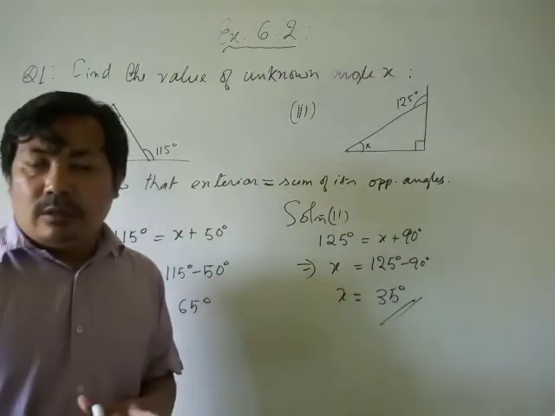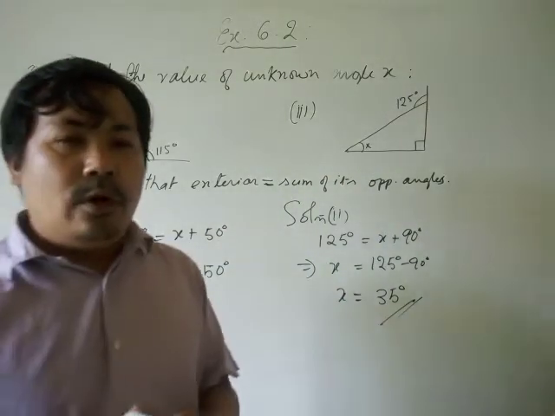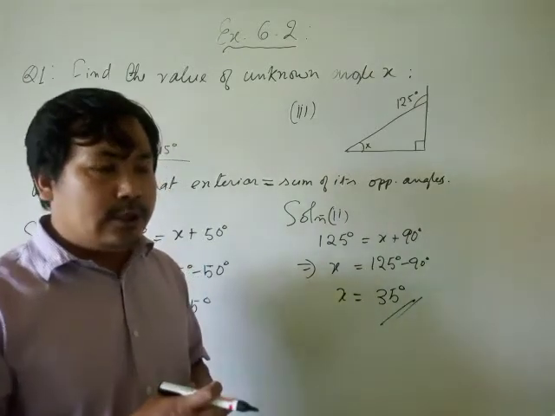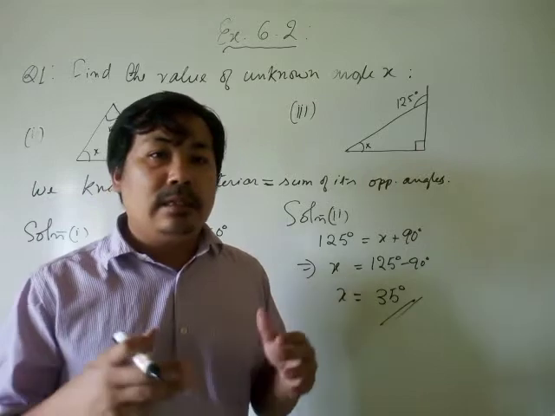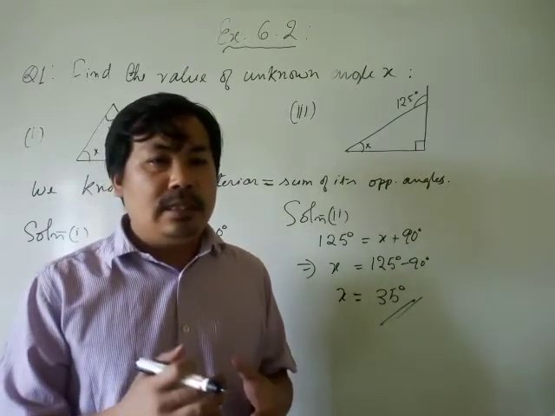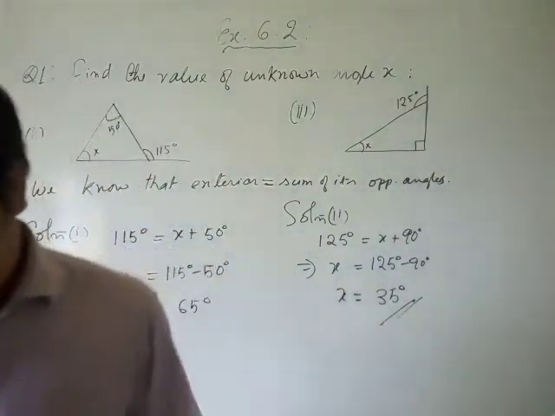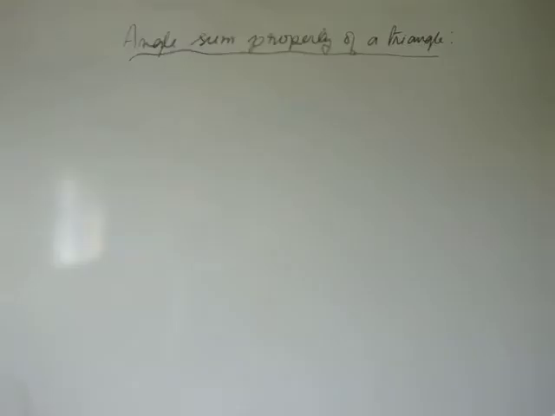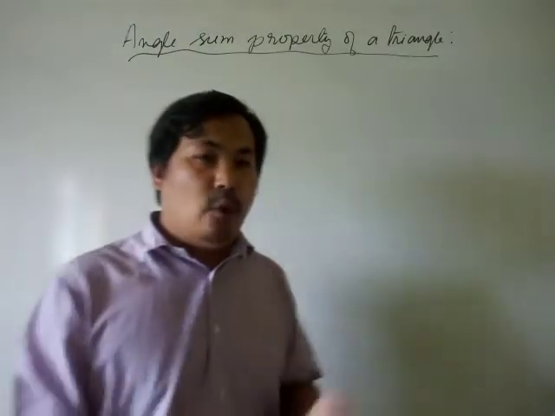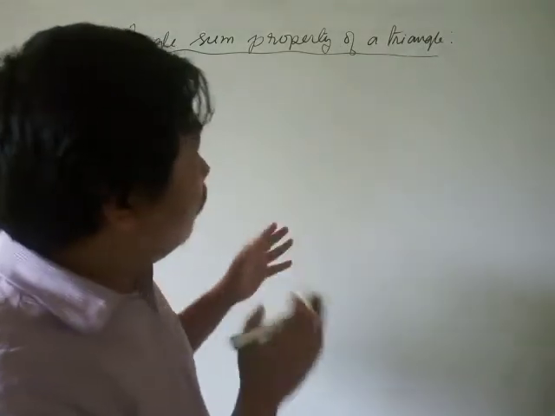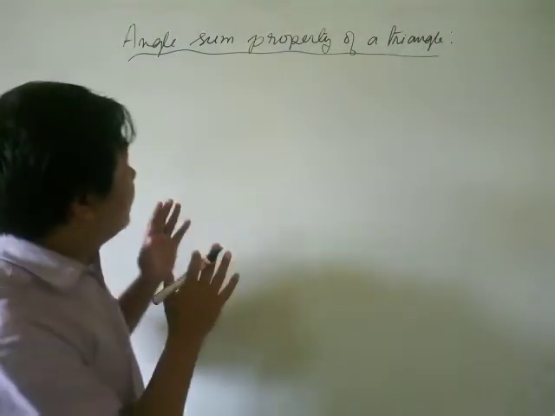Okay, clear? So with this, let us go to another point of our chapter. Another point of our chapter is the angle sum property of a triangle. Angle sum property, what does it mean? I'll tell you. Hello students, once again we have another topic of the chapter: the angle sum property of a triangle.